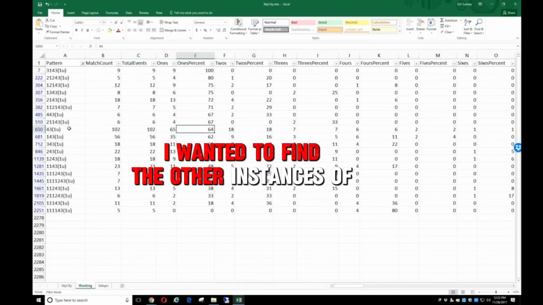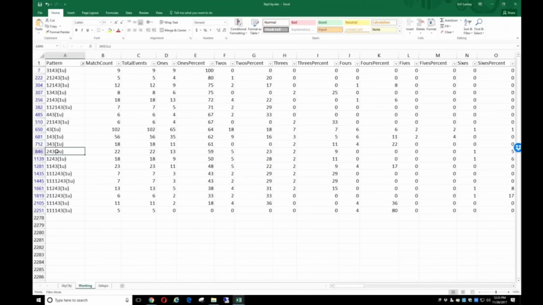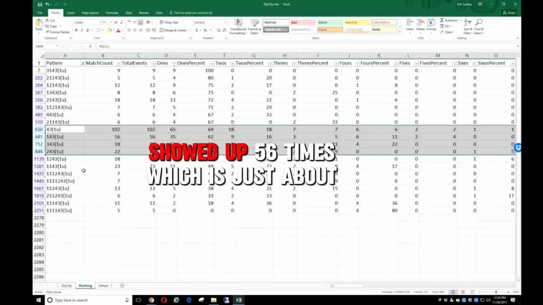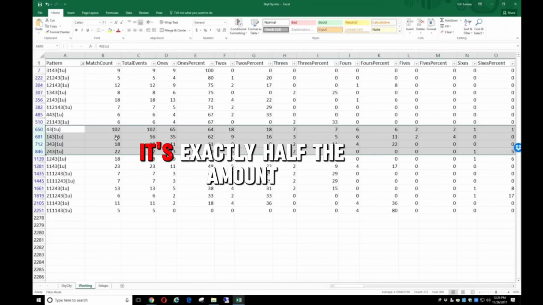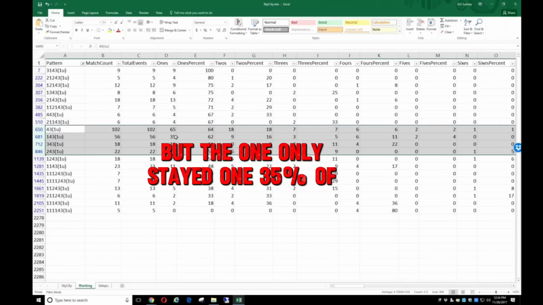I wanted to find the other instances of 4-3. So we've got 1-4-3, 2-4-3, 3-4-3. Let's just look at those. So the 1-4-3 showed up 56 times, which is exactly half the amount. But the 1 only stayed 1 35% of the time.